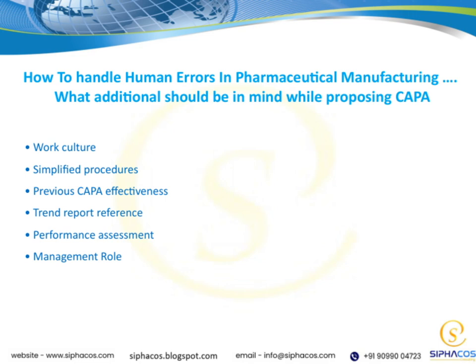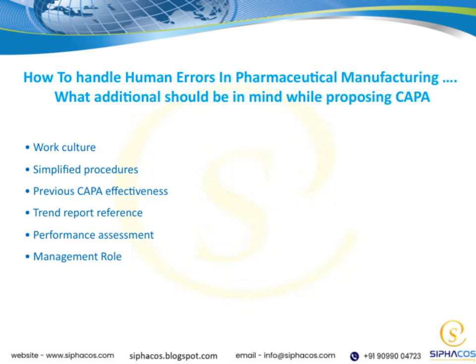First, work culture plays a critical role. Creating an environment where employees feel responsible and supported encourages proactive error prevention. Simplified procedures are also essential. The more straightforward the process, the lower the chance of mistakes. Next, it's important to review the previous CAPA effectiveness. Analyzing past corrective actions helps us understand what really works and what needs improvement.